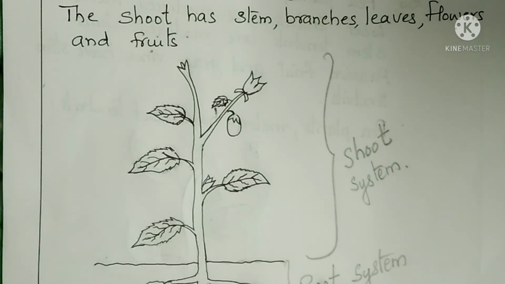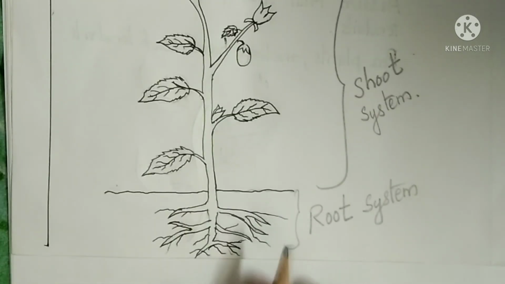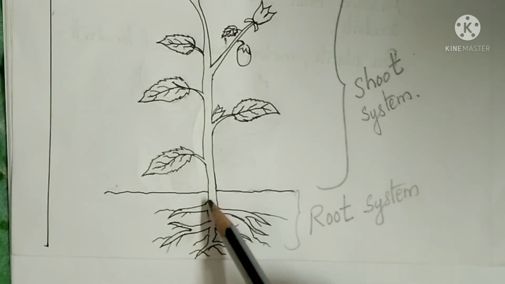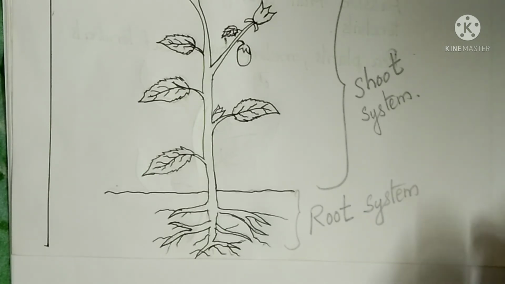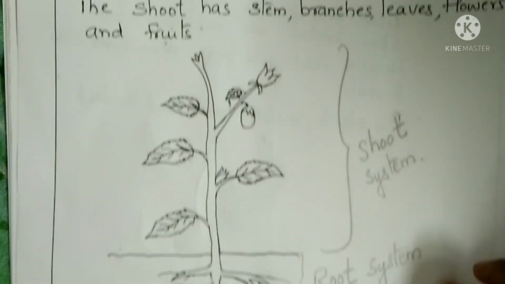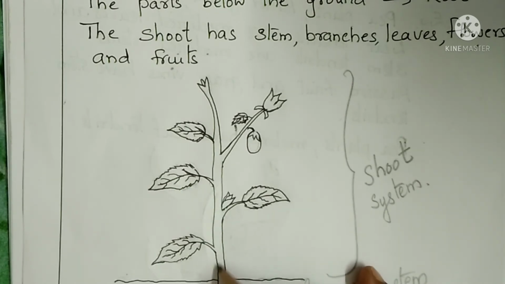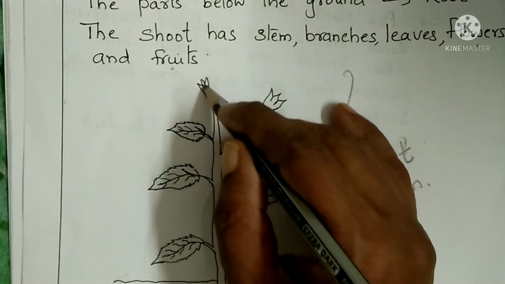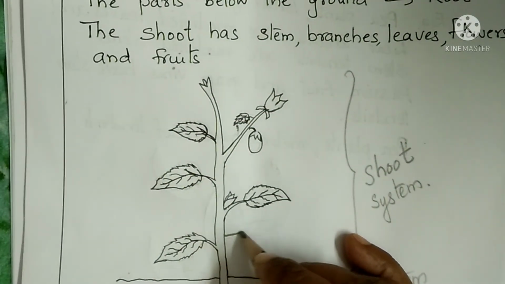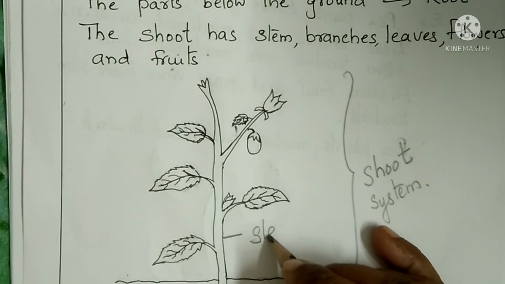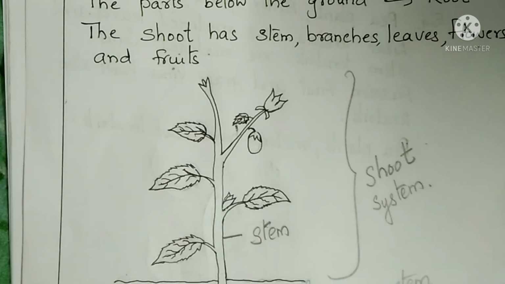Now if you look at this picture carefully, you will come to know there are various parts in the shoot system, whereas in the root system we have only the roots. Okay, there is a main root and then we have some branches on it. That we will learn in detail later on. But if you see the shoot system, immediately after the ground, there is a long stem like portion, so that is called the stem of the plant.